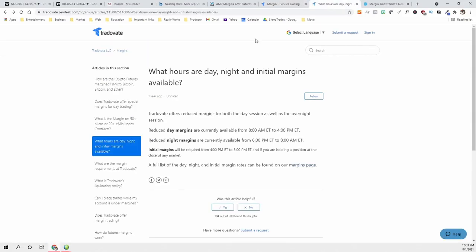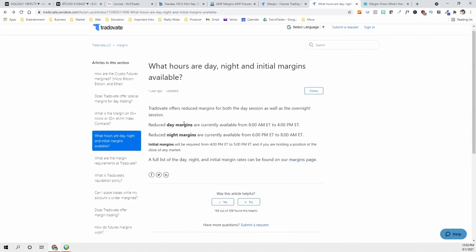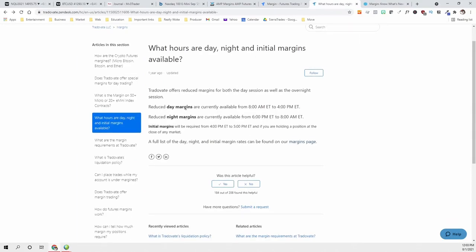Okay. So we go here to the FAQs. We can see your day margins, right? That's going to be for trades between 8 a.m. and 4 p.m. Eastern Time. For your night margins, it's going to be from 6 p.m. to 8 a.m. All right. So if you want to trade in the evening sessions, you're going to be restricted to night margin requirements, right?